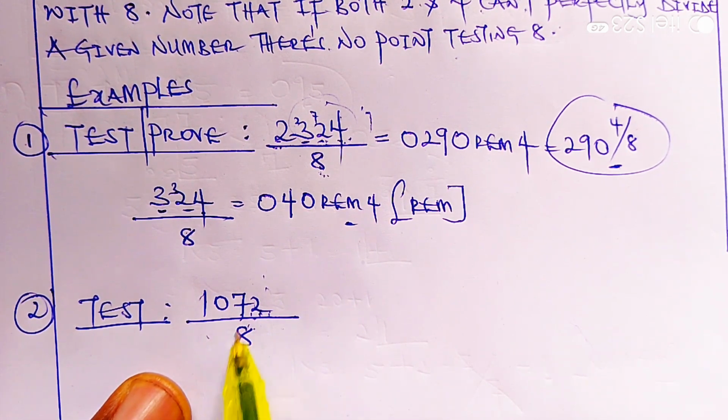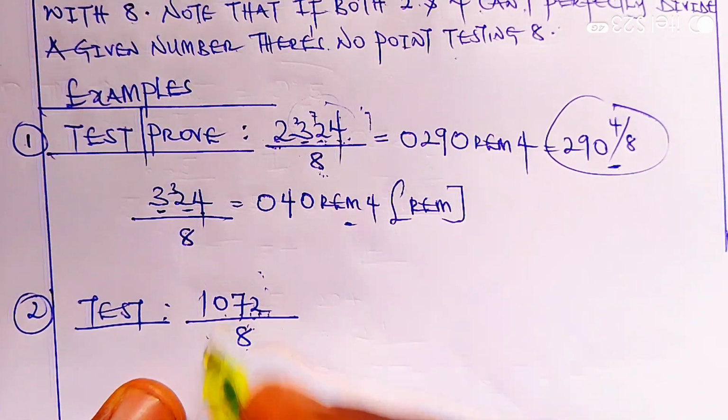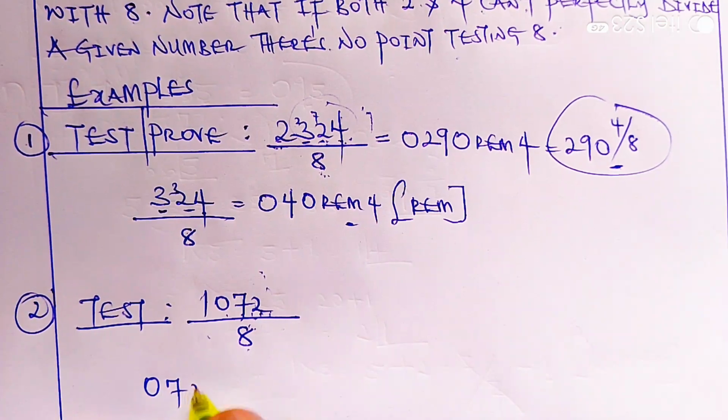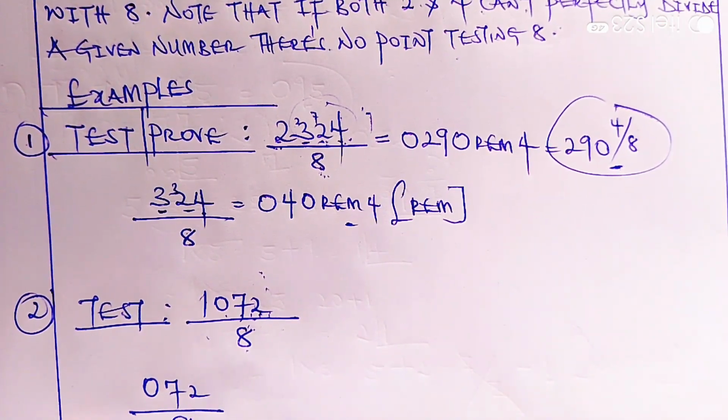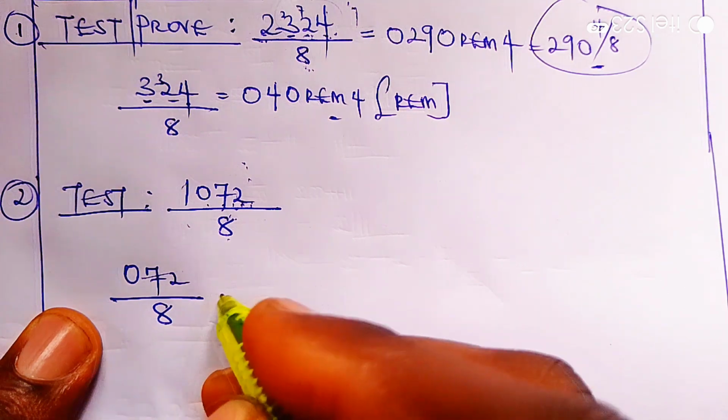If 2 and 4 cannot divide a given number, there's no point using 8, because 8 won't be able to go also. So bring out the last 3 digits. 072 divided by 8. So I'm going to divide.